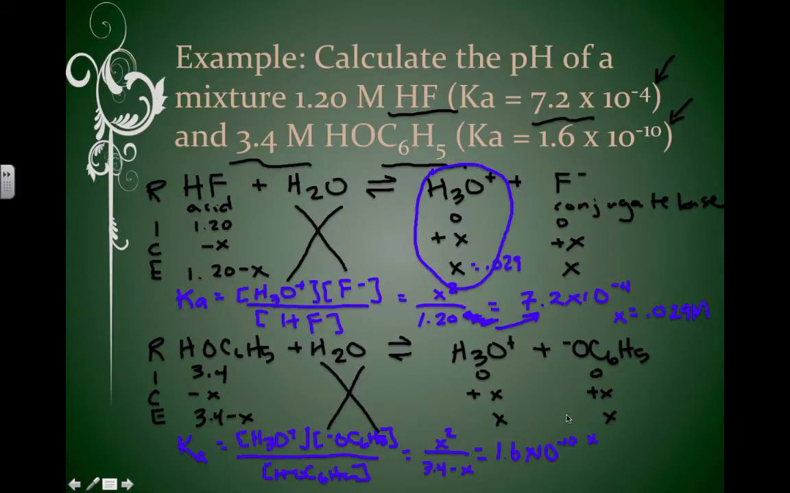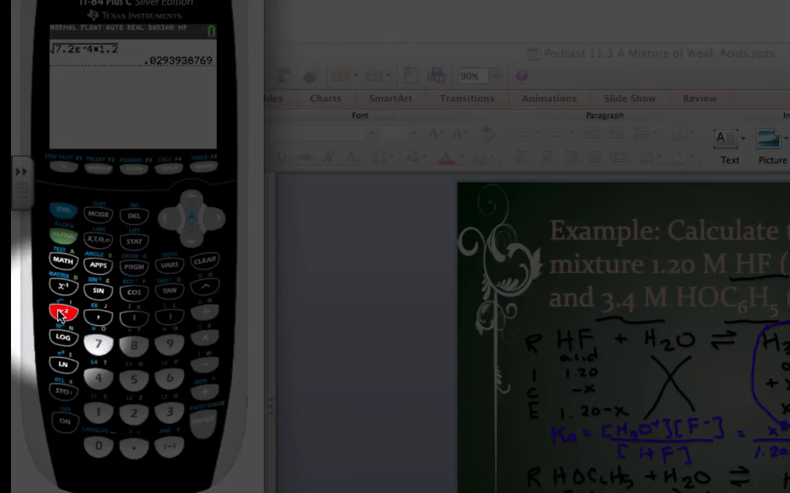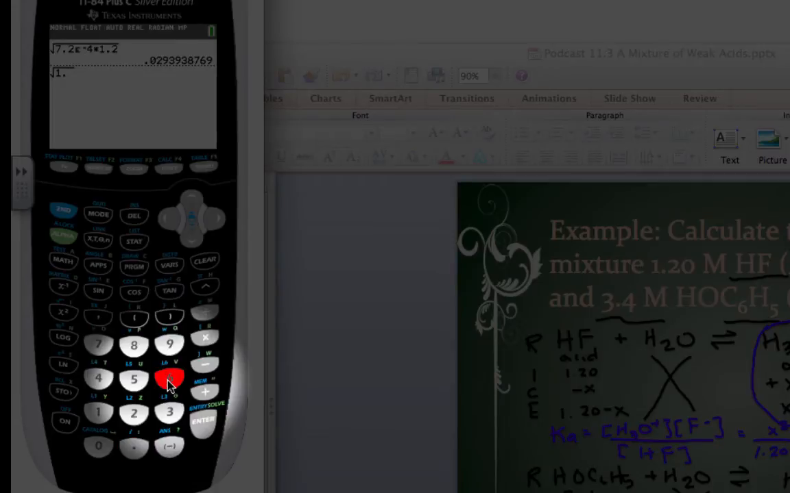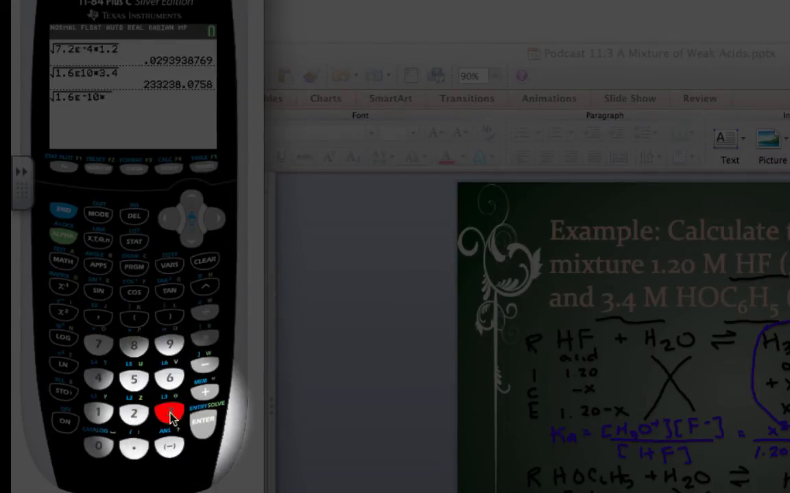We definitely have a very small Ka. So the X we say is too small to count. So I multiply that across and solve for X. So I need to take the square root of 1.6 times 10 to the minus 10, yep, times 3.4.